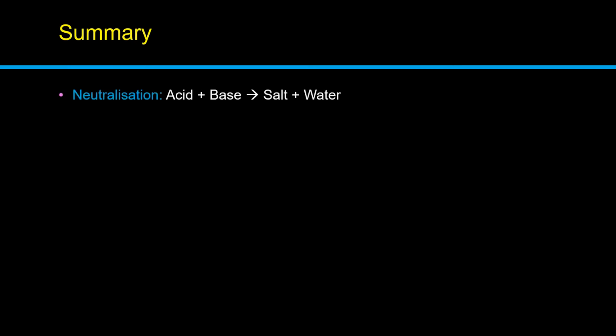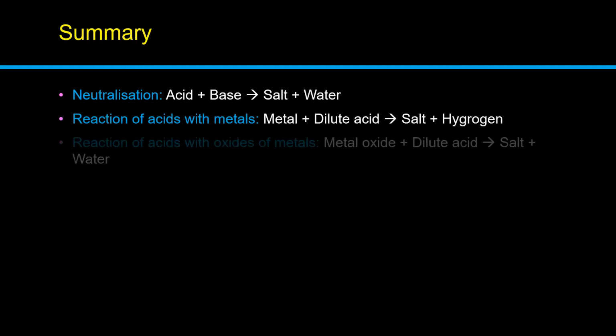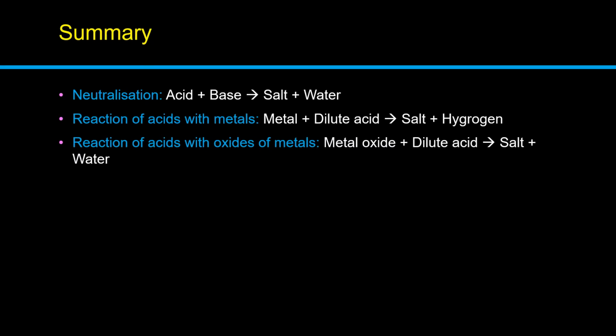Shall we summarize the points of this module, children? Very interesting chemical reactions we have learned. Neutralization is a reaction between acid and base that forms salt and water. When acids react with metal, they form salt and hydrogen gas is evolved. When metal oxide reacts with dilute acid, they form salt and water.